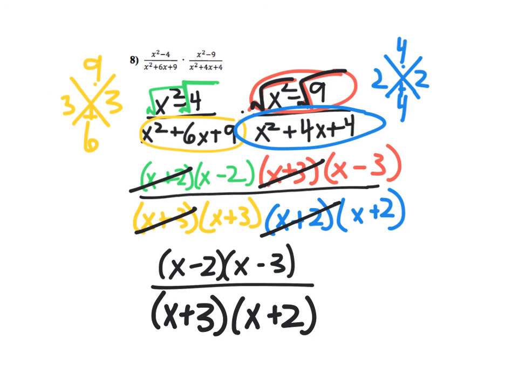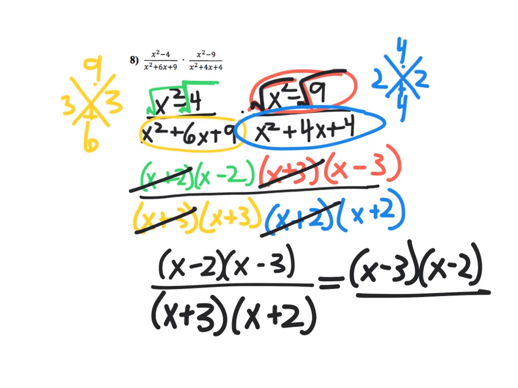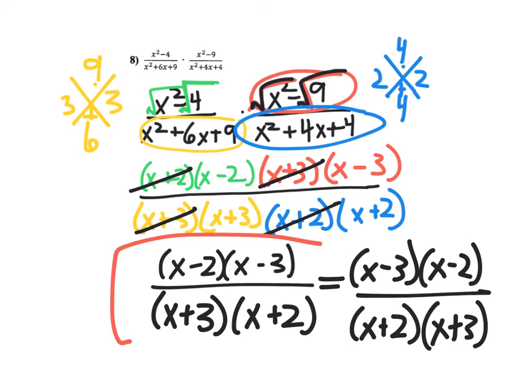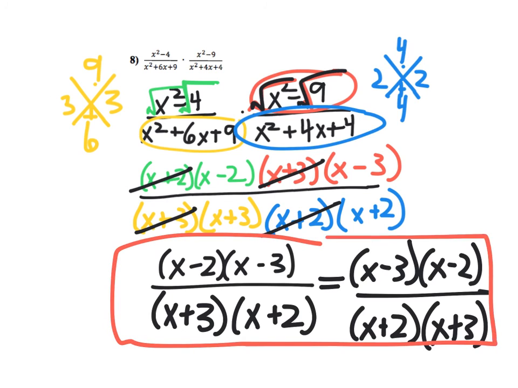While we're talking about this, if you flipped around your fractions, so if I wrote x minus 3, x minus 2 over x plus 2 times x plus 3, those say the same thing. So either of those will be your correct answers. And that is how you do number 8.